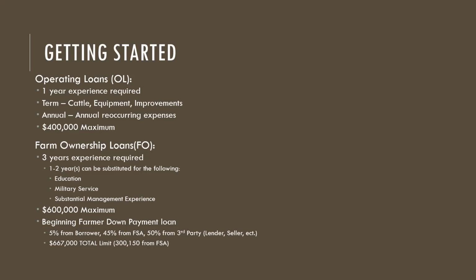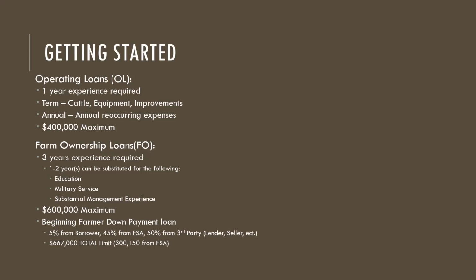But if you do have the 3 years of experience, or have 2 years substitute out and then a year of experience on top of that, you could be eligible for the beginning farmer down payment loan. What that does is we basically jointly finance a purchase. So if you put down 5%, FSA would finance 45% of the purchase price, and the third party lender, like if somebody wants to carry the note, we could do that.